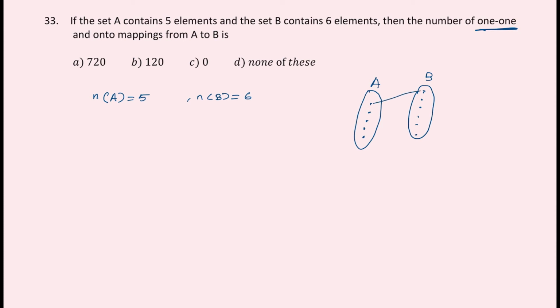So for 5 elements, we will have 5 images. So one element is left without a pre-image. That means it cannot be an onto function. So if you have 5 and 6 elements in A and B respectively, we cannot have a mapping which is both 1-1 and onto. So it's not possible. The answer is C. We have 0 mappings satisfying the given condition.